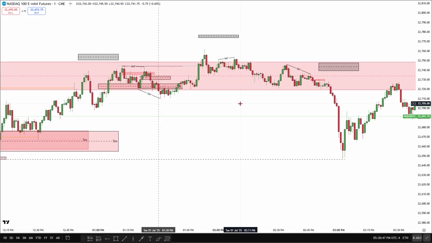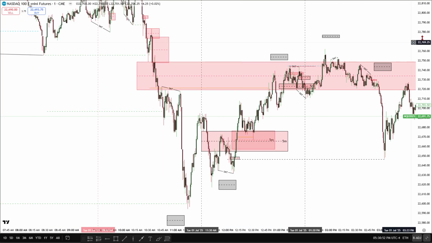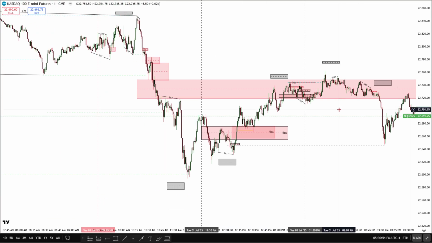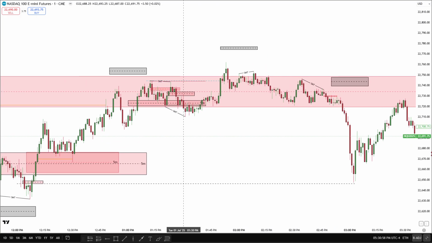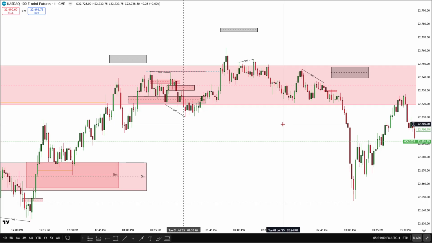At the start of PM session, rally up, take out these highs. At this point, ES was super extended upwards, and the two markets were deeply uncorrelated, so I decided to step away for the afternoon. ES, I'll explain it later, but I did not want to even trade this PM session.